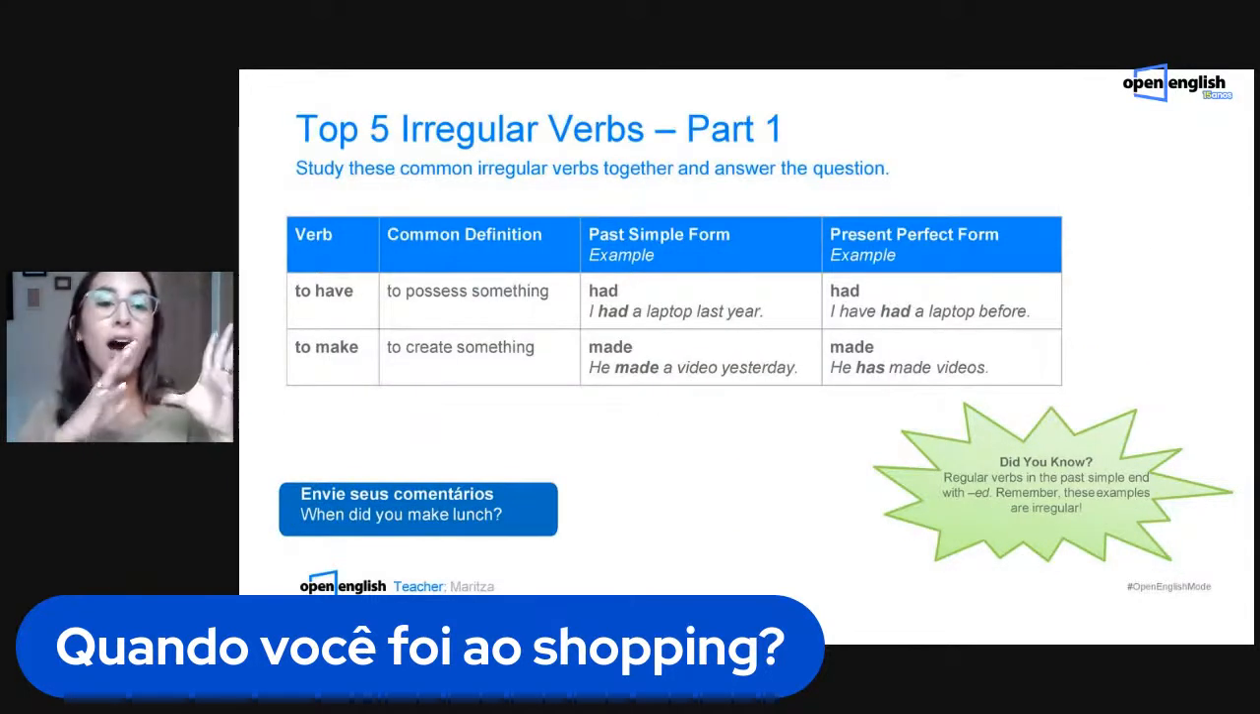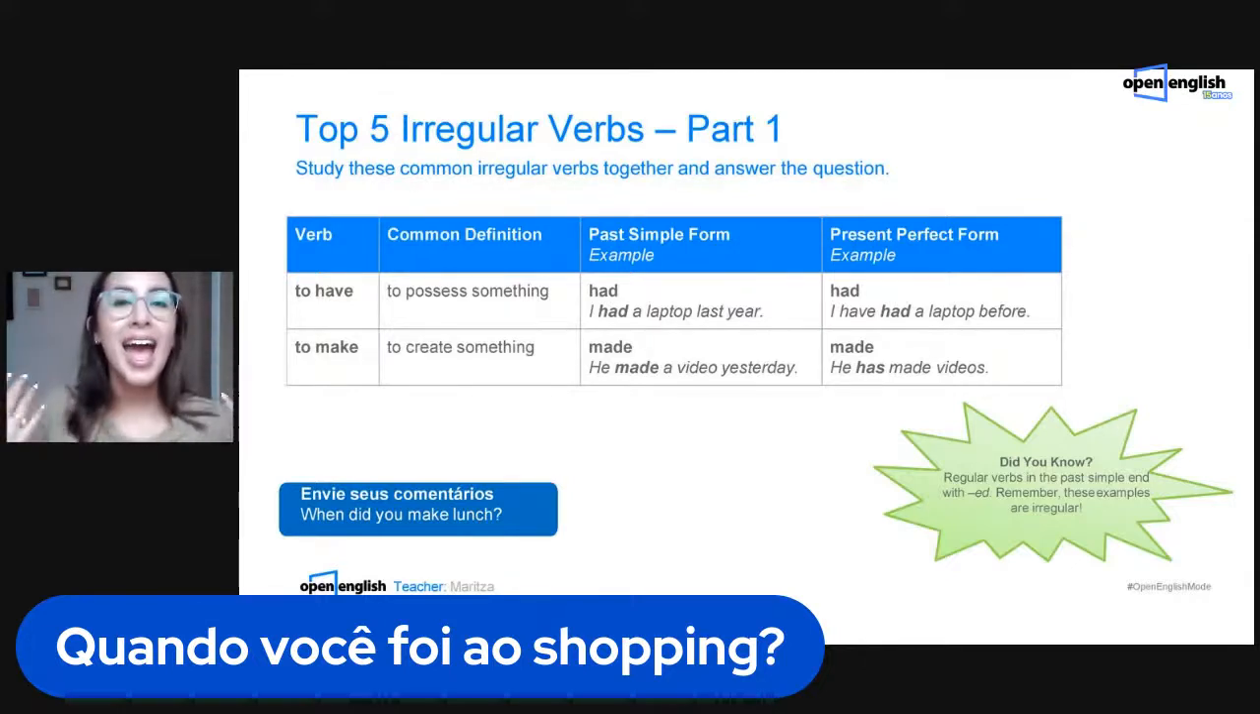Let's take a look at some other irregular verbs as well, and how we conjugate them between the past simple and present perfect form. So for example, the verb to have, to possess something. In the past simple, we say had. I had, you had, he, she, it had, we had, they had. So for example, I had a laptop last year.